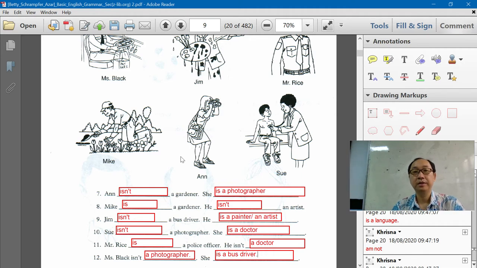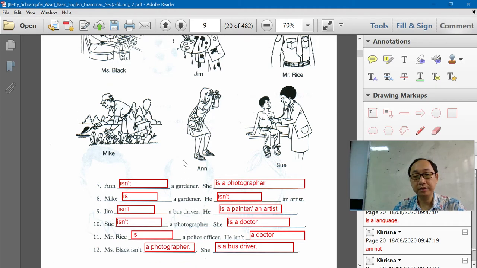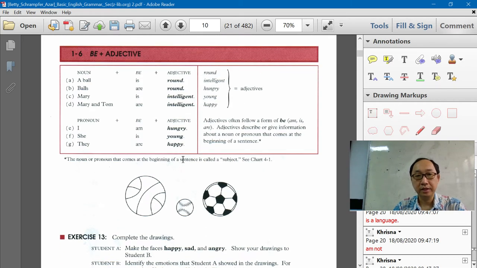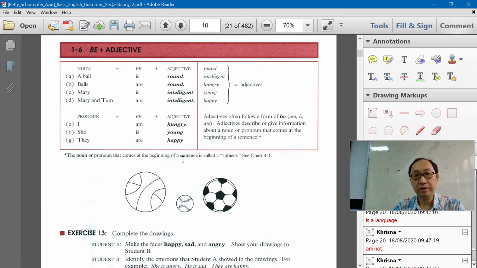Yeah, so I hope that you can understand this section. So we can continue to the next section, and let's introduce the adjective. There are three kinds: noun, adjective, and preposition. This is the second one, the adjective. Before this, you have studied noun, kata benda. Setelah kata benda, kita diperkenalkan dengan kata sifat. Setelah itu nanti preposition.